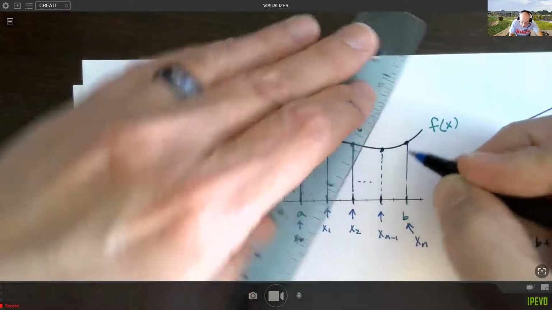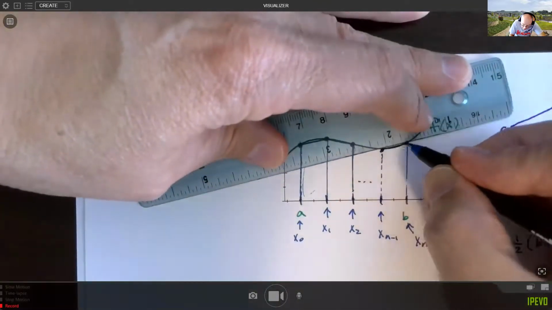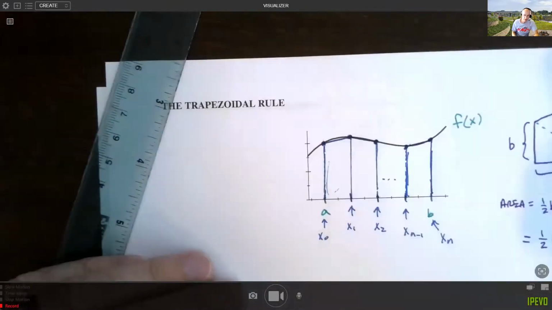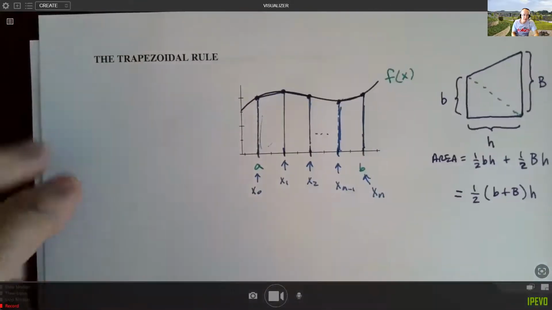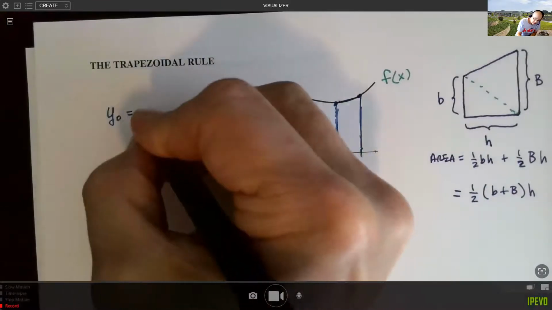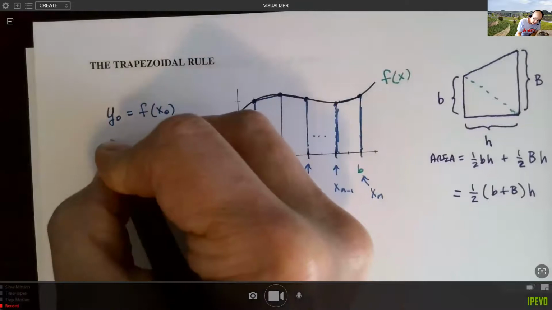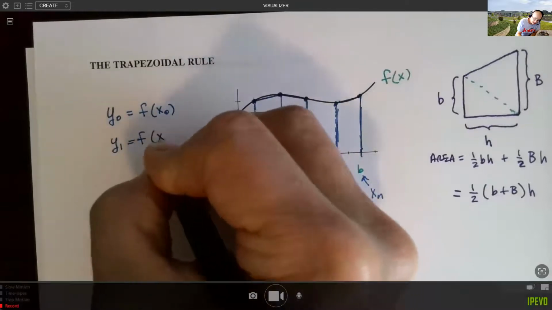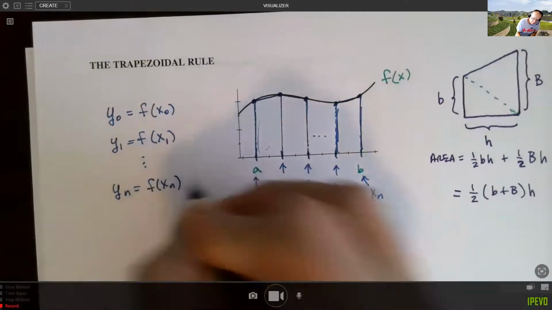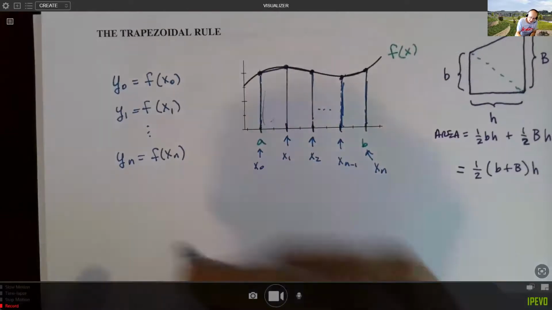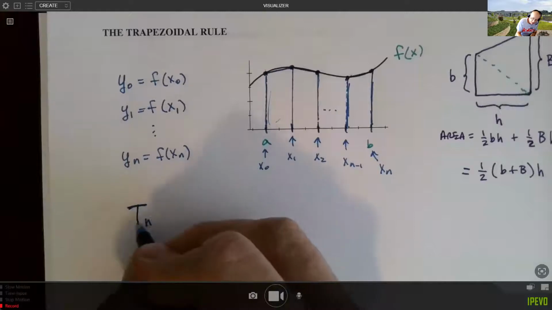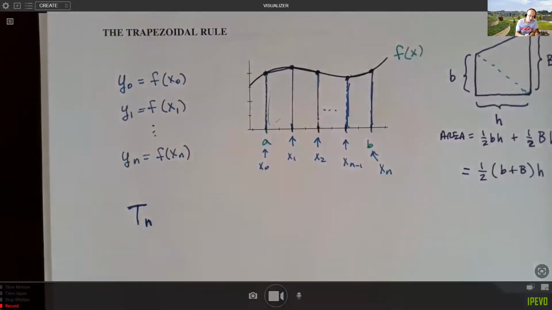We are going to approximate the area under the curve, again, by a trapezoid. The area of those trapezoids added up will be the approximation that we call the trapezoid rule. The notation that we use here is y sub 0 is going to be f of x sub 0, and y sub 1 is going to be f of x sub 1, and so on, all the way down to y sub n is f of x sub n. We're going to use this now to find out what the trapezoid rule, capital T, with n subintervals, equals.